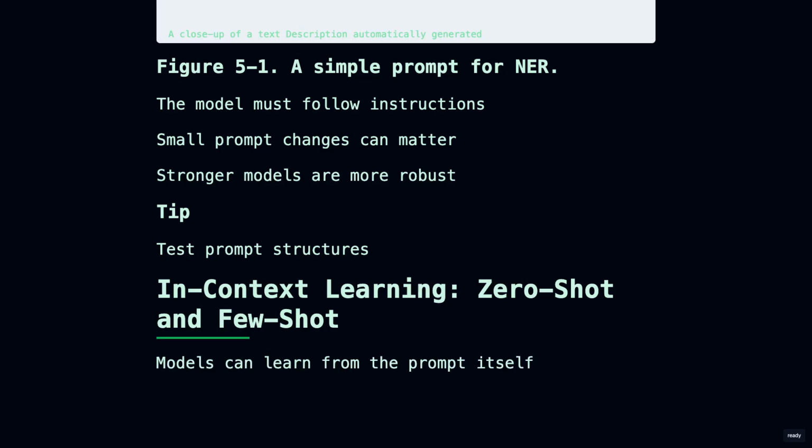This is called in-context learning. The model picks up the task from examples or instructions in the prompt. The key idea is that the weights stay fixed, yet the model can still adapt to new tasks like translation, math, or question answering from context alone.